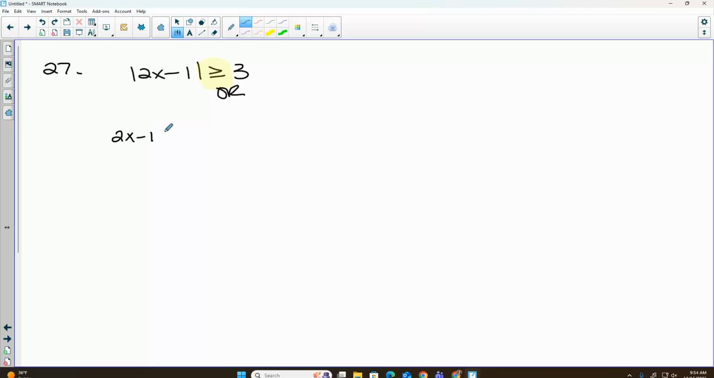The first one, we just drop the absolute value. The second one, we flip the inequality and we make this a negative 3. So then we solve both of those. We add over the 1, divide by 2. Over here, you add over the 1, divide by 2.